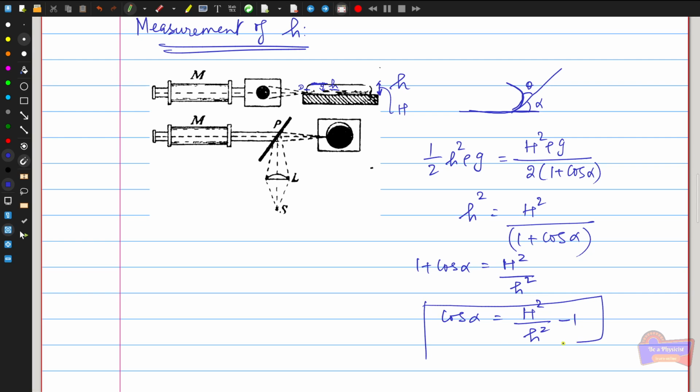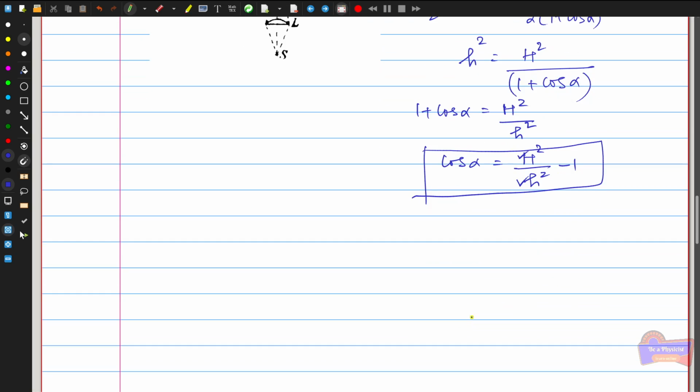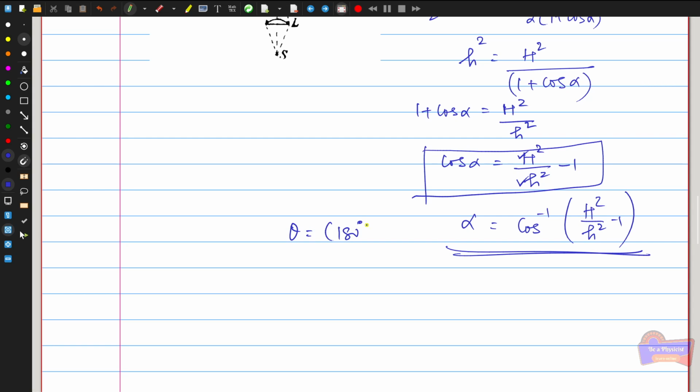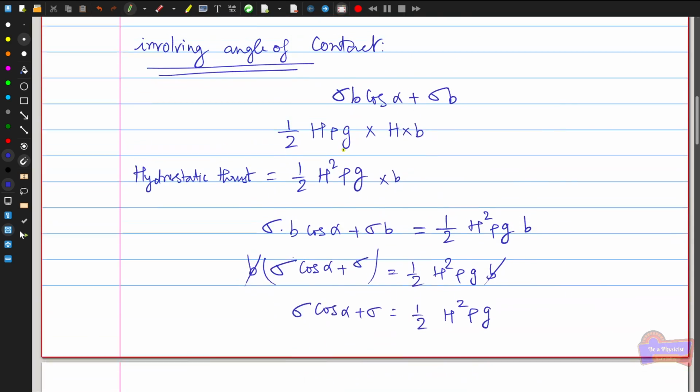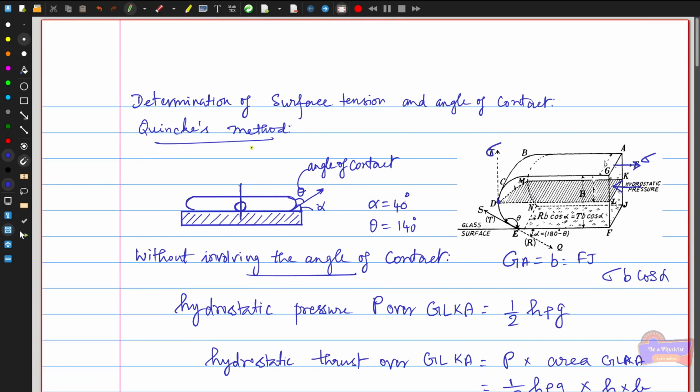From this relation, if you know the values of capital H as well as small h, we can easily calculate cos alpha. From this, we can calculate alpha, which is the cos inverse of H squared divided by h squared minus 1. This alpha is the supplementary angle, so you can calculate the angle of contact theta, which is equal to 180 degrees minus alpha. From this relation, you can find out the angle of contact as well as the surface tension. This method of calculating the surface tension as well as the angle of contact is known as Quincke's method.